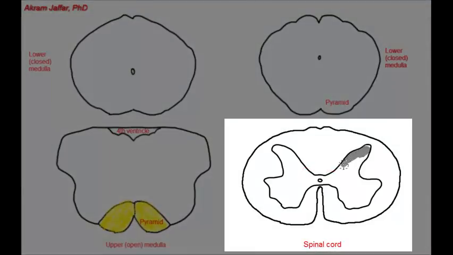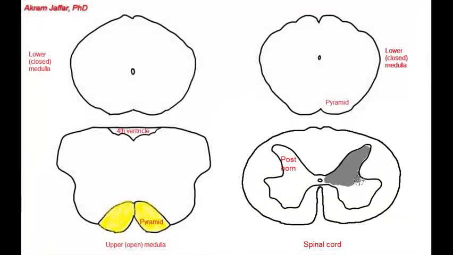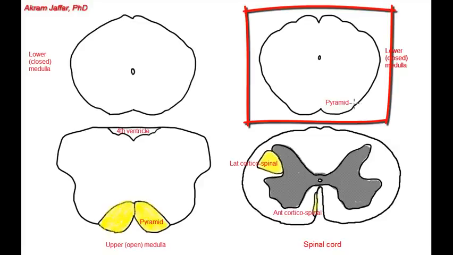This is the gray matter of the spinal cord here, with an H-shaped or butterfly profile, with posterior horn cells, anterior horn cells, and a central gray commissure around the central canal. And this is the location of the lateral corticospinal fibers and anterior corticospinal fibers. This is another section of the medulla oblongata showing the pyramids.